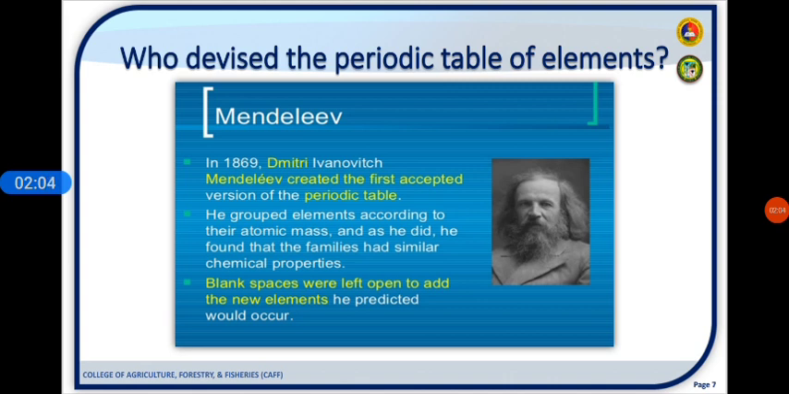Now, who devised the periodic table of elements? So we have the Russian chemist Dmitry Mendeleev. Dmitry Mendeleev devised the periodic classification of the chemical elements, in which the elements were arranged in order of increasing atomic number and atomic weight.